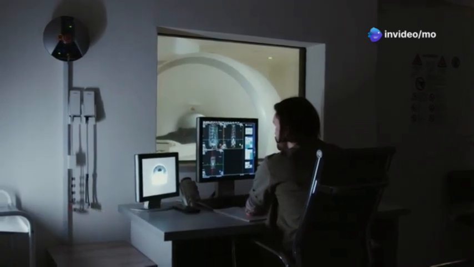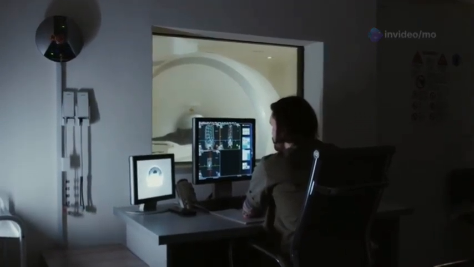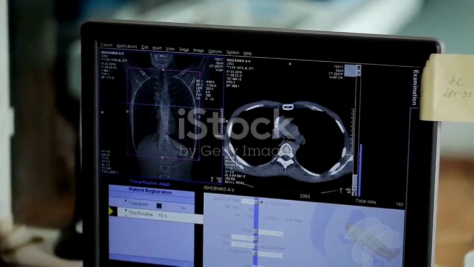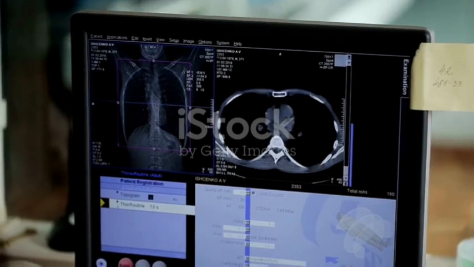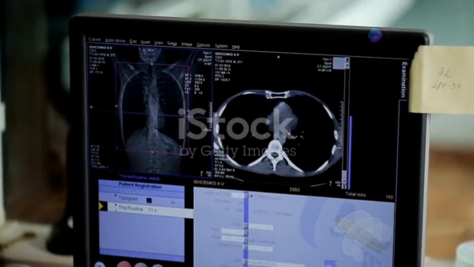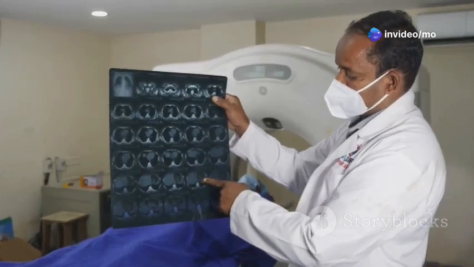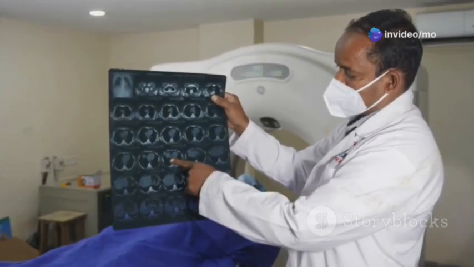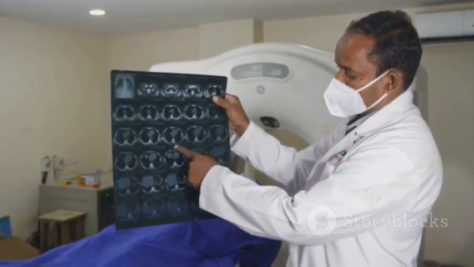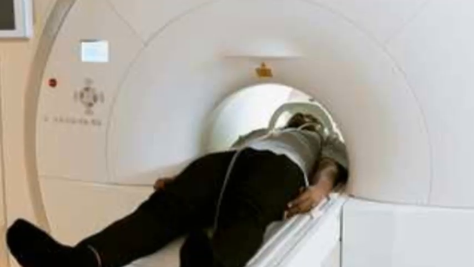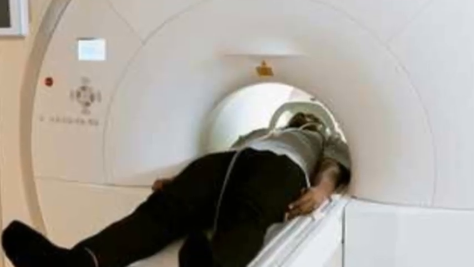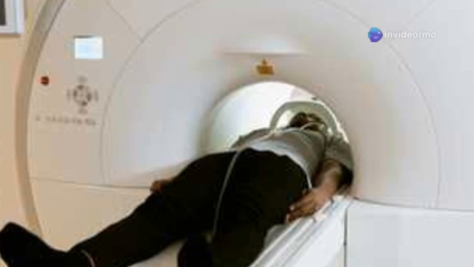Section 6, decoding the images, understanding Hounsfield units. CT scan images are displayed in shades of grey, with each shade representing a specific level of X-ray attenuation. To quantify these attenuation values, a standardized scale called the Hounsfield scale, or HU, is used. The Hounsfield scale is named after Sir Godfrey Hounsfield, one of the inventors of the CT scanner.